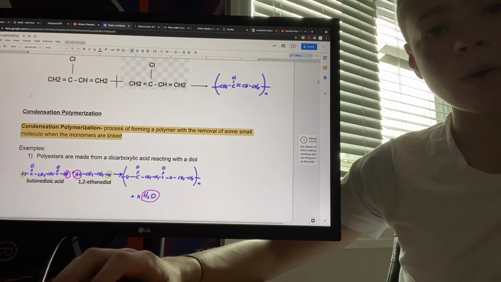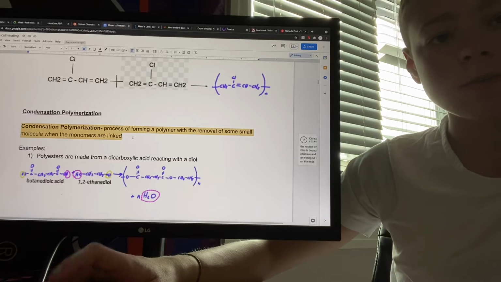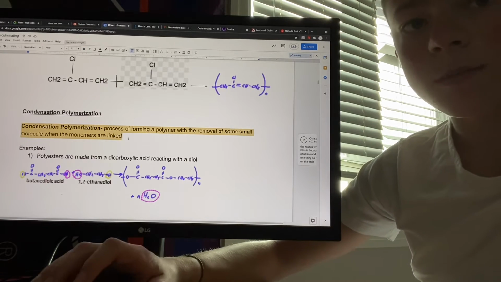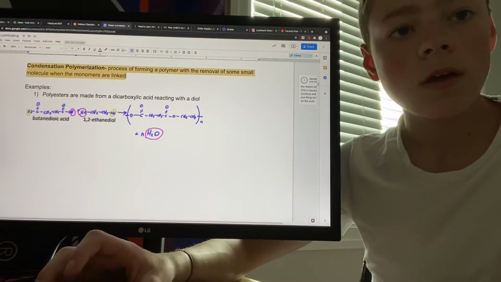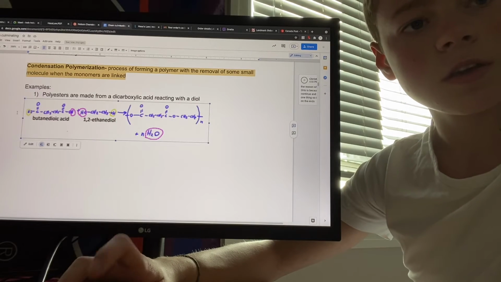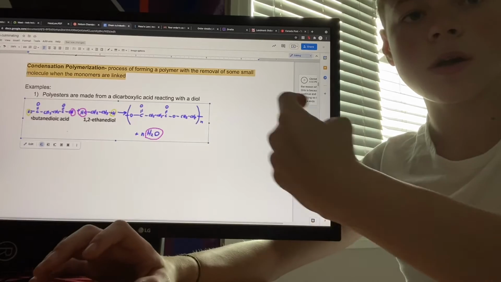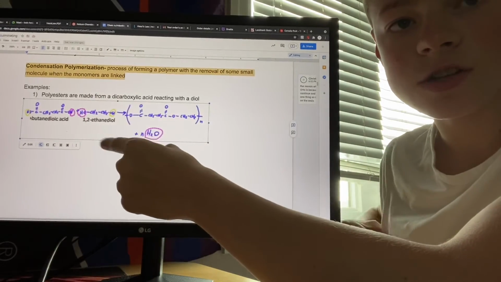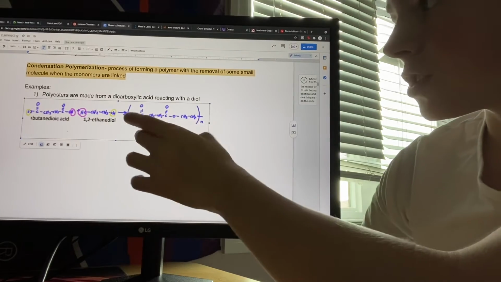And then condensation polymerization. It's a process of forming a polymer with the removal of some small molecule when the monomers are linked. Now, we only do it with H2O, I believe. So it is pretty simple. Basically, you're going to see on the ends that there is an HO and an OH, HO and an OH. And what those are going to form is H2O.